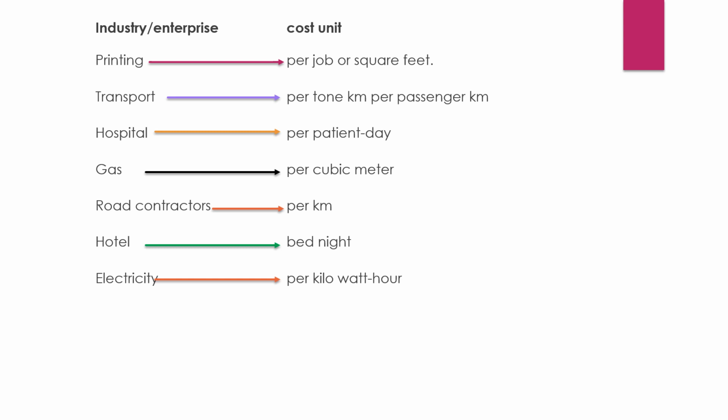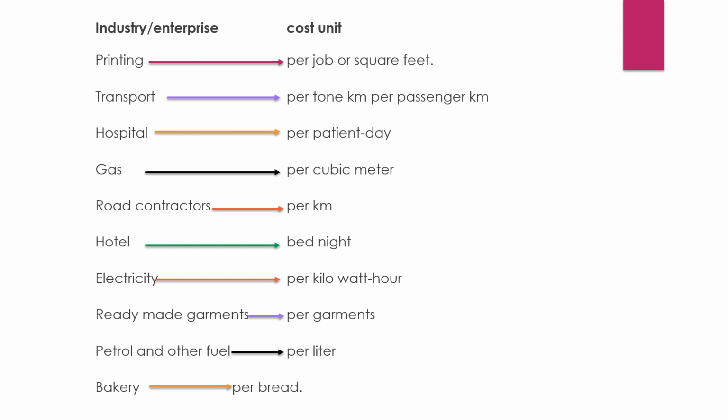When it comes to electricity, per kilowatt per hour can be used. When it's relating to the ready-made garments, number of garments or a unit of garment can be used as the cost unit. For petrol or other fuels, we can use number of liters or liter as the cost unit. For bakery, we can use per bread as the cost unit.